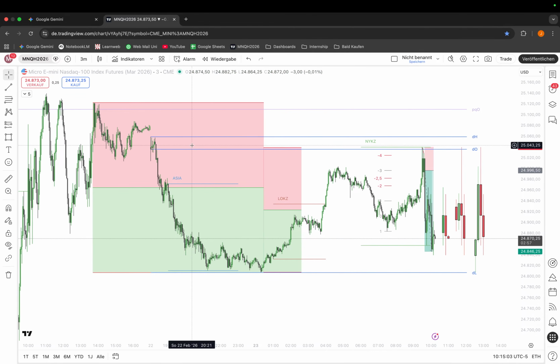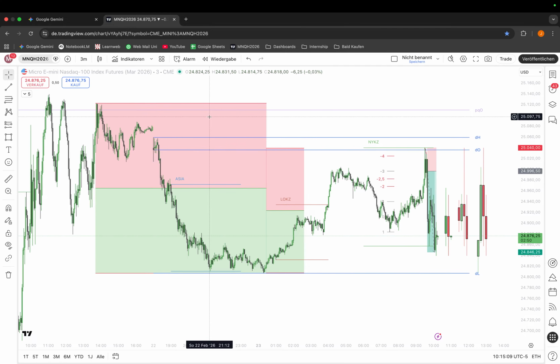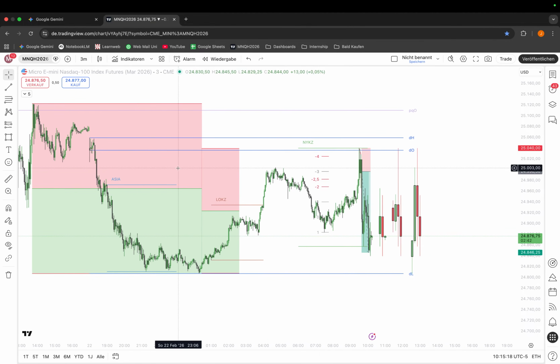So first of all, I think what we can see here, what I did, I started to draw out premium and discount on this huge range here. I think that's really simple to understand, because when I want to short, I want to short from premium, and when I want to long, from discount. And so price was here in premium, sorry, when this short appeared.